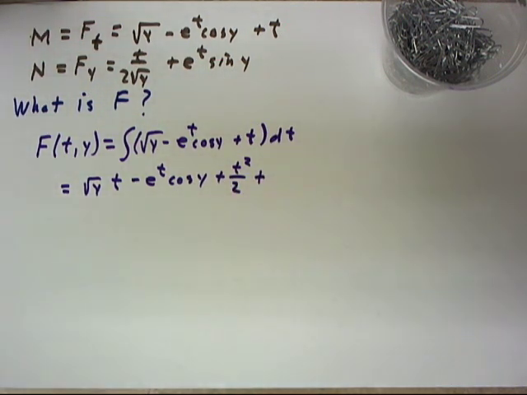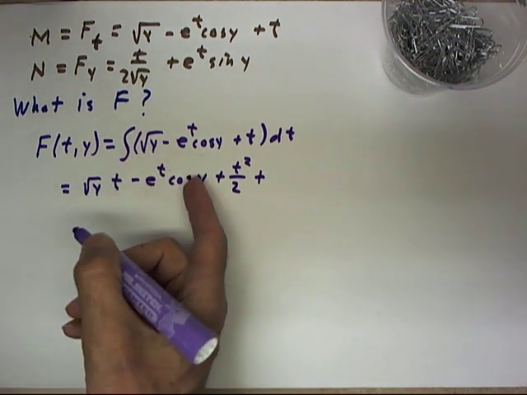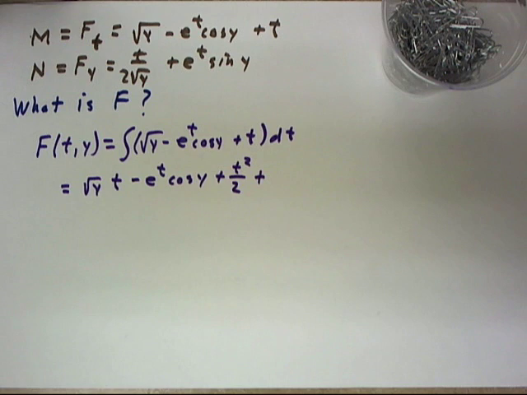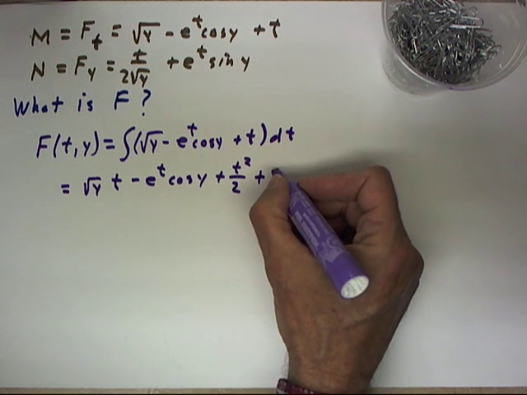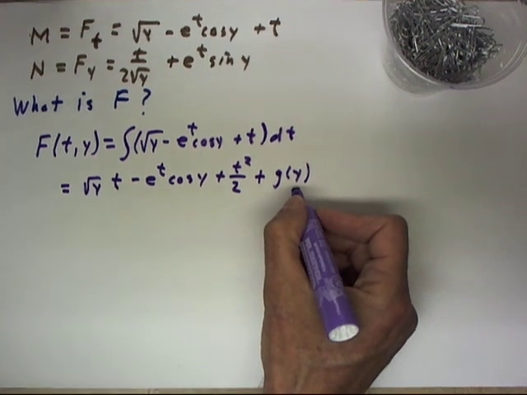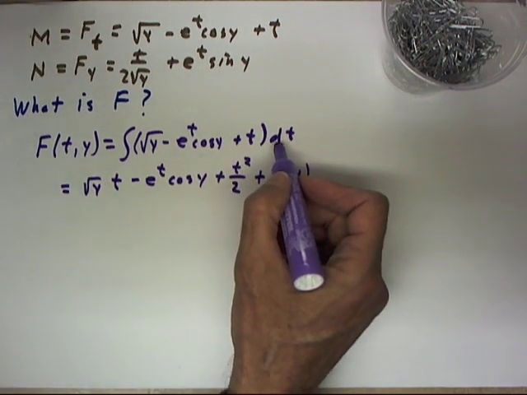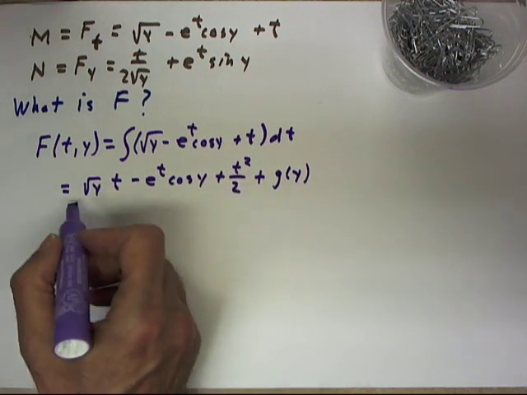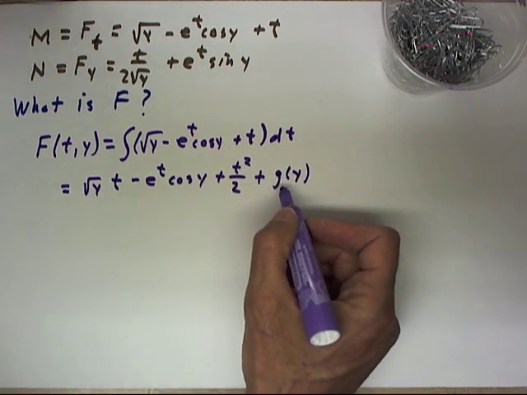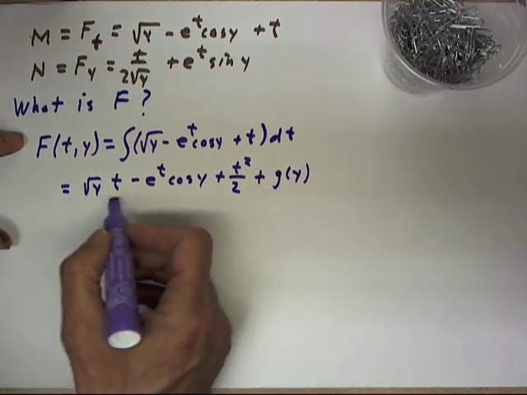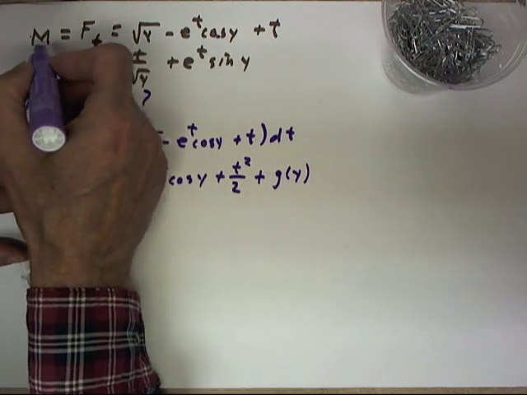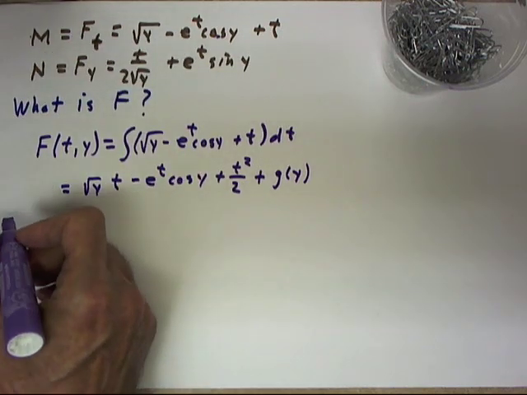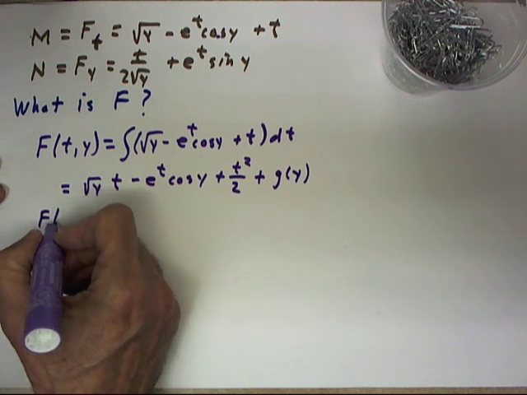Now, the trick with the integration constant is y is constant with respect to this integration. So any function of y, let's call it g of y, is constant with respect to integration with respect to t. So putting a g of y in here does not change the fact that the derivative of this function with respect to t is our m function, which is f sub t.